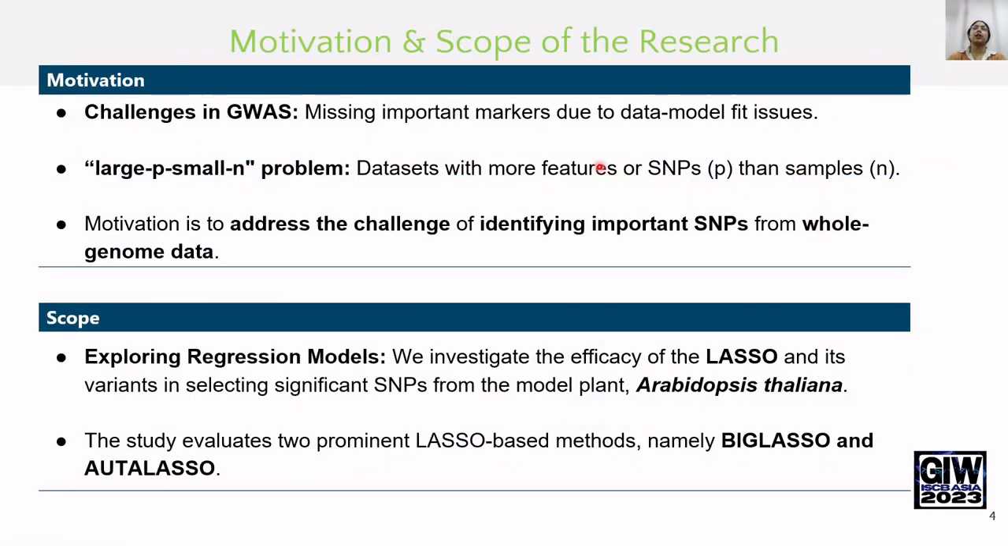GWAS have been criticized for missing important genetic markers, usually because the data may not fit well with the statistical models behind them. Additionally, the whole genome data typically have the large p small n problem, which makes detection of significant SNPs challenging. To solve this problem, we investigate how regression models can be used as an alternative to output significant genetic markers. Lasso and its variants have become popular methods for such tasks. Hence, the study evaluates two prominent lasso-based methods, namely Big Lasso and Iota Lasso.